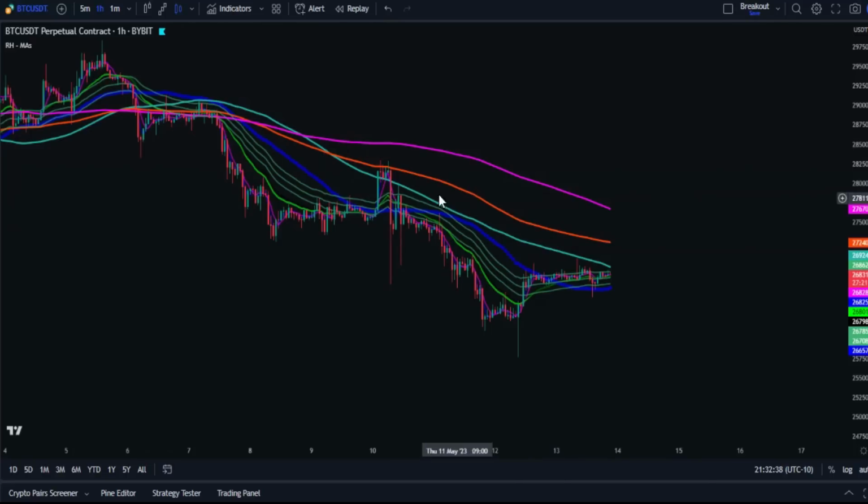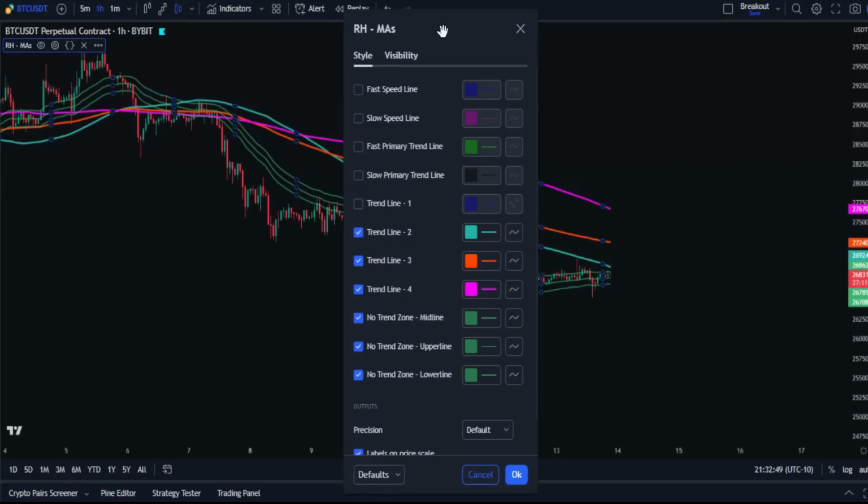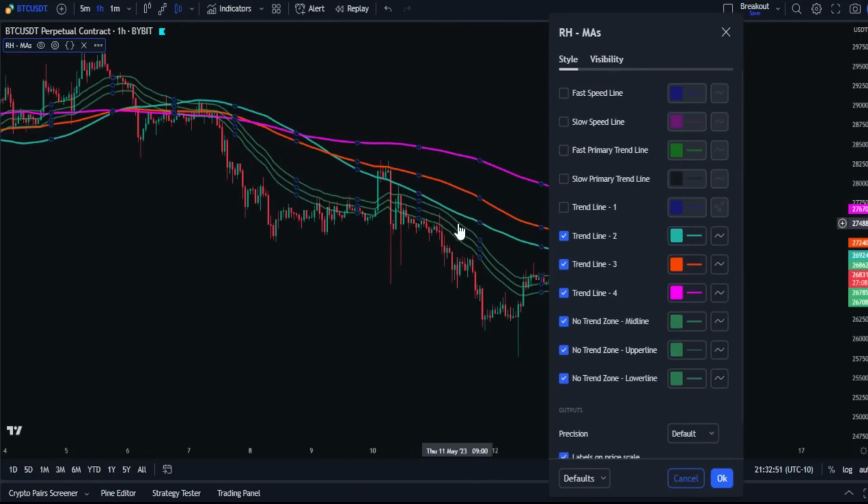Now go to the indicator settings and click on this gear. Untick or remove all these lines to make it easier to use. And all we need from these moving averages are the ones left here.